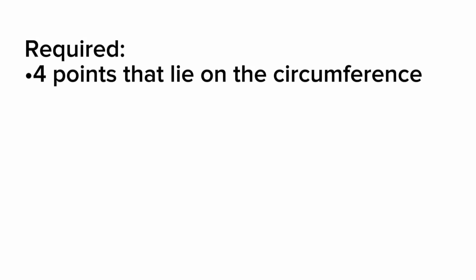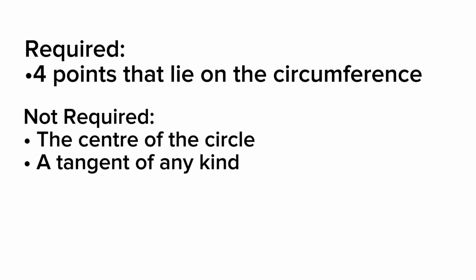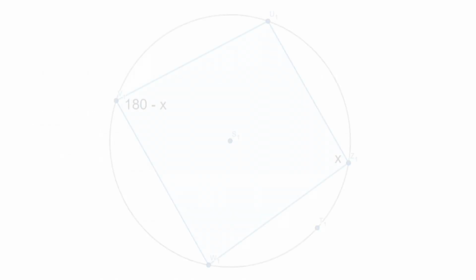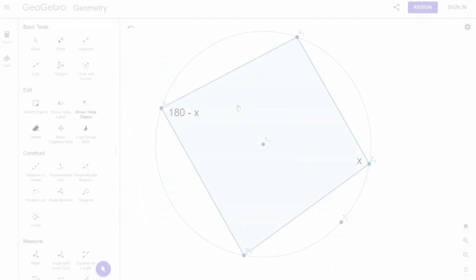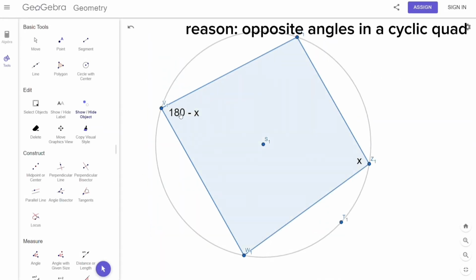You can only use these theorems when 4 points of a quad lie on the circumference of a circle. None of these theorems use the center of a circle. They include Theorem 5, Theorem 6, and Theorem 4. Theorem 5 is pretty simple. The opposite angles of a cyclic quad are supplementary.